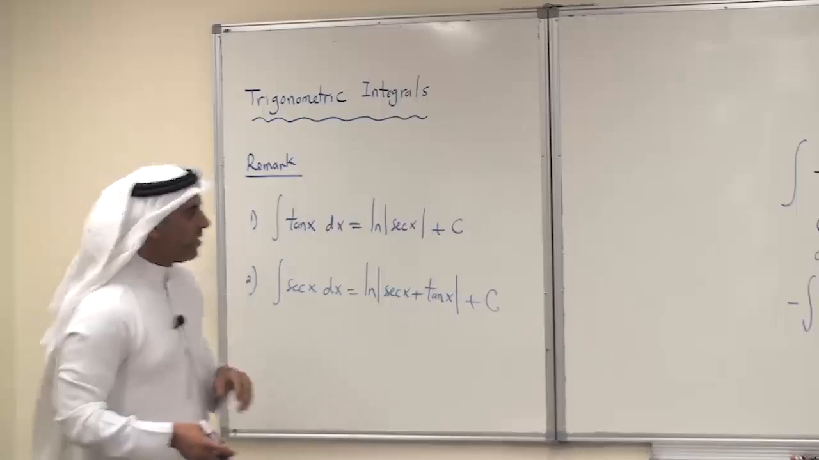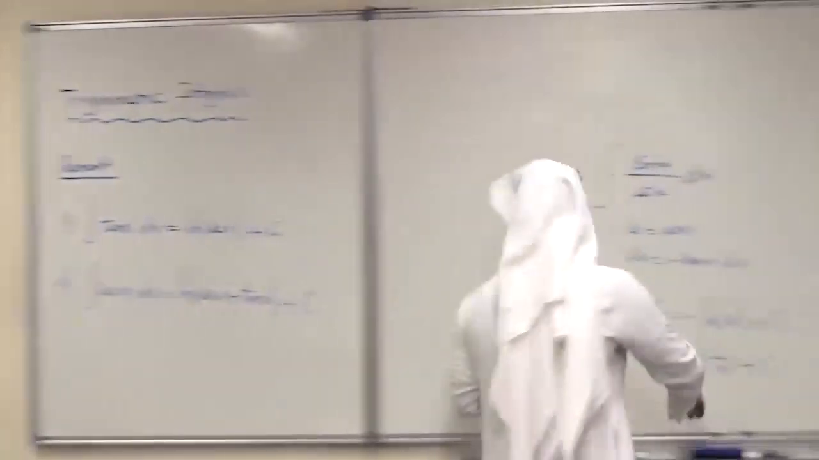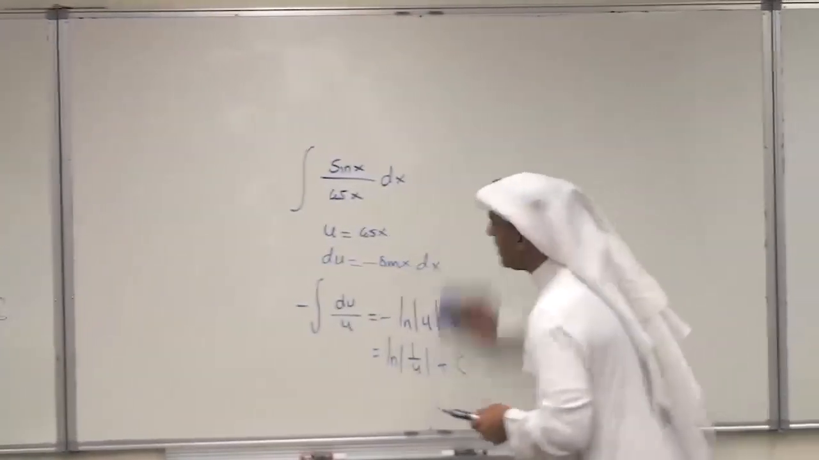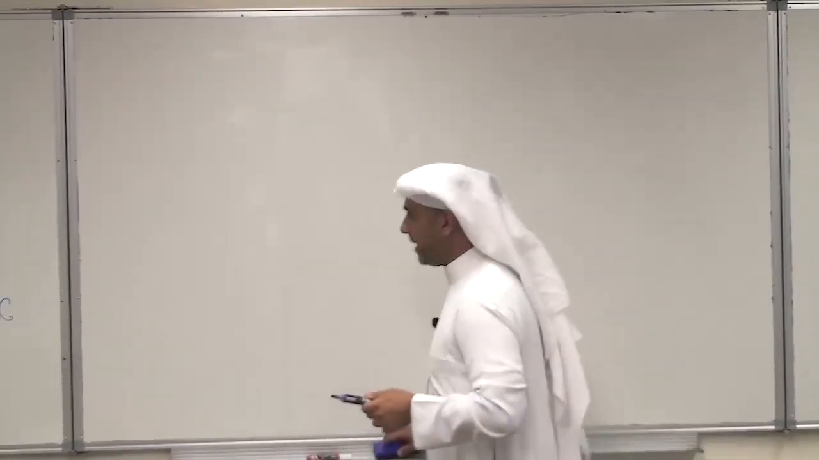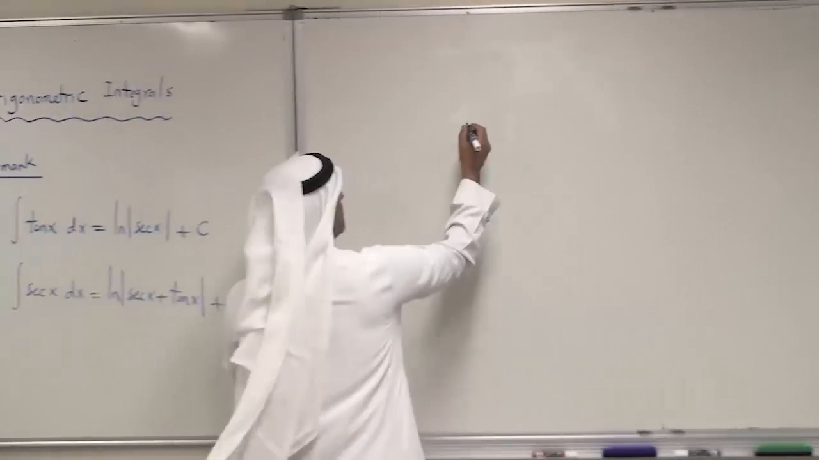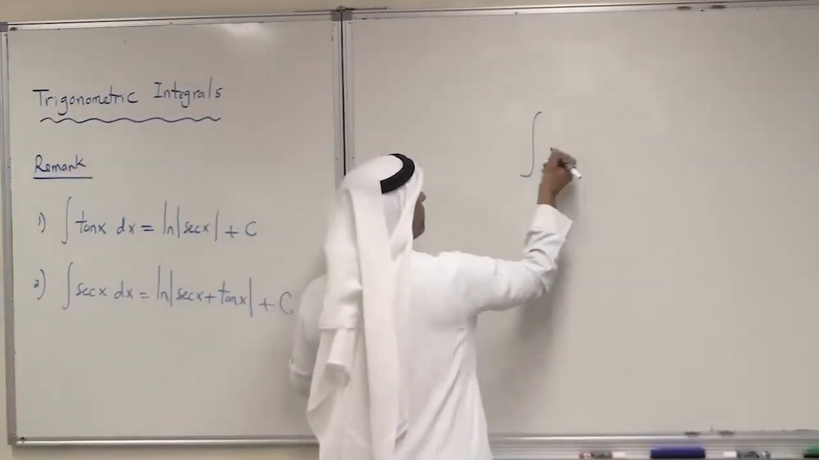Integral of tangent is ln of absolute value of secant. What about the second one? The integral of secant is ln of secant plus tangent. That is a little bit tricky one, but it is also interesting. Let us see this. How to prove this?